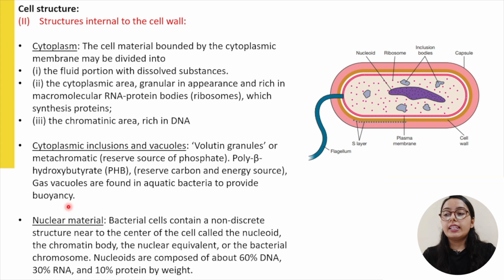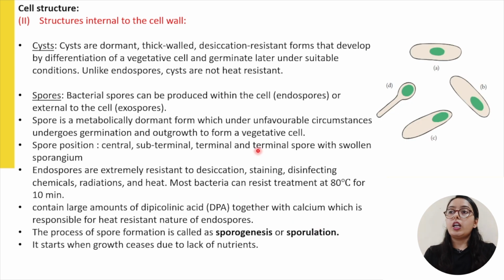As we discussed, bacteria is a prokaryotic cell and does not have a defined nucleus. But there is a certain non-discrete structure present in the center, and it is called the nucleoid. It is also called the chromatin body, nuclear equivalent, or even bacterial chromosome. This nucleoid is composed of 60% DNA, 30% RNA and 10% protein by weight.